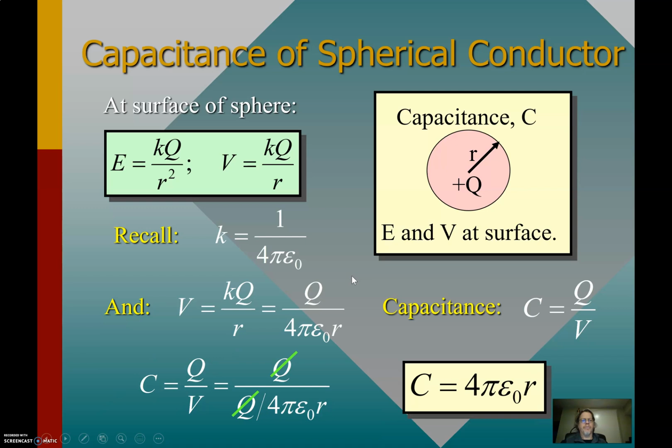This is for a sphere, though, not parallel plates. This is for a sphere. So to find the capacitance, or the capacity to store charge, it's just 4 pi epsilon times the radius. So if you double the radius, what happens to the capacitance? Correct, it doubles. Very good over there.